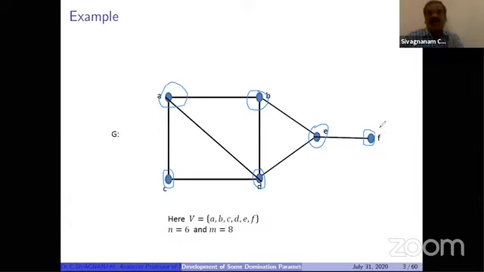For this set A, what is A? I took here vertices A and E. These two are the vertices.